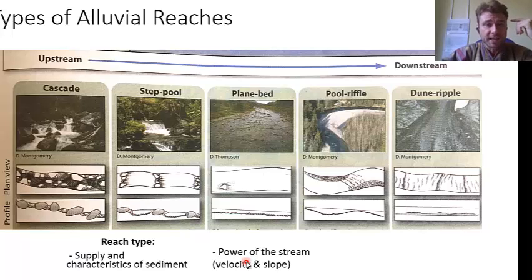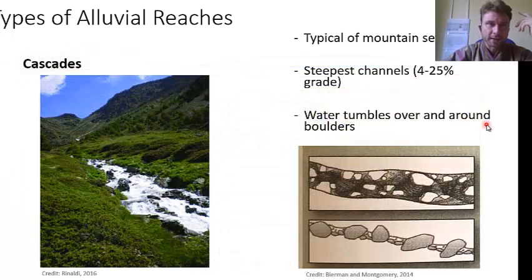So I'm going to briefly take you through a few of the different types of alluvial reaches that you can describe in different rivers. And then I'm going to give you a chance to see if you can see any of these outside in Bhutan. We'll start by talking about alluvial cascade reaches. And cascades are typical of mountain settings.